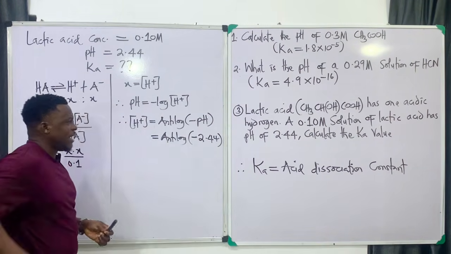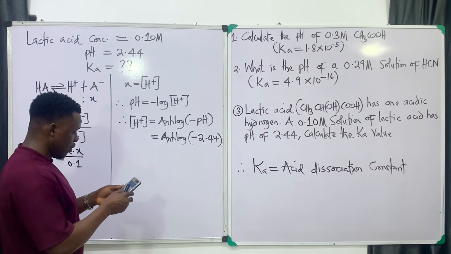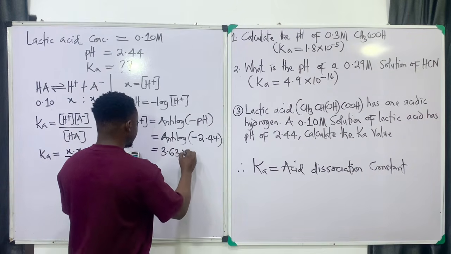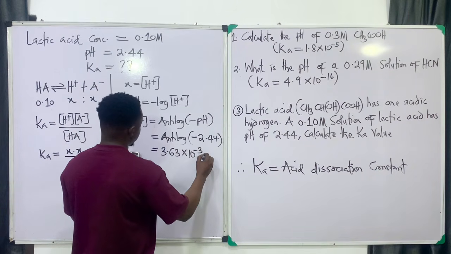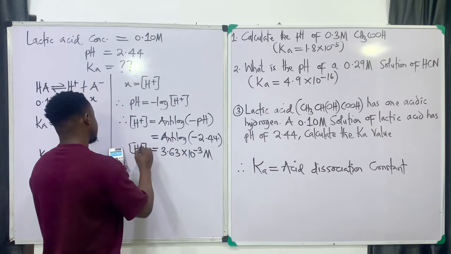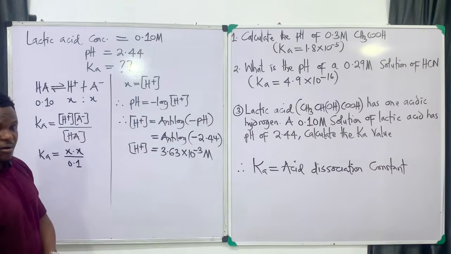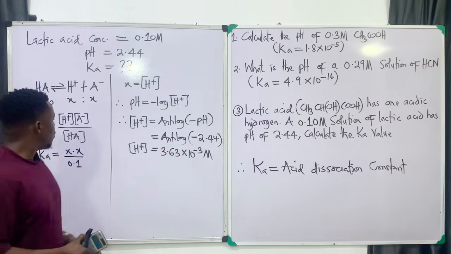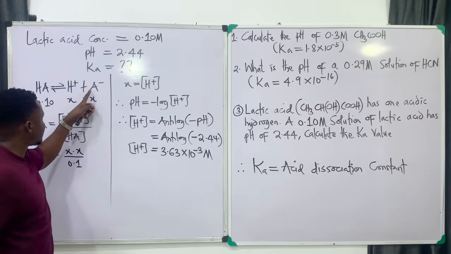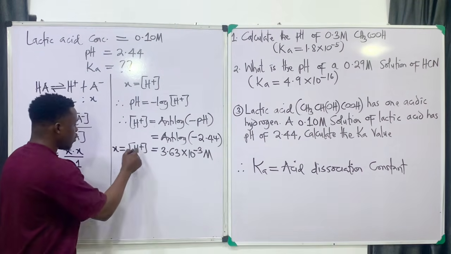So when you solve for that, anti-log of that, we have shift log minus 2.44, which gives 3.63 times 10 to the power minus 3. Now this is the value of H plus, right? So remember, whatever the value of H plus is, that will be the same value of A minus. So this is X equals to this.